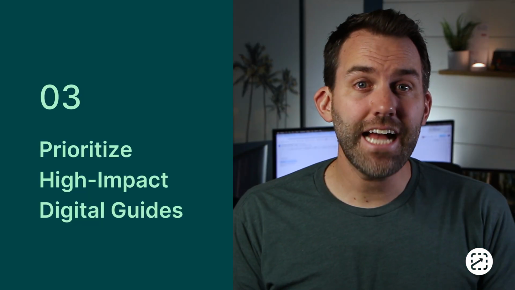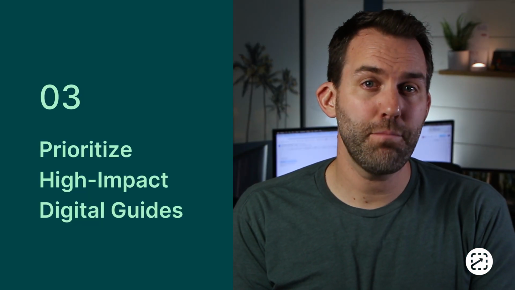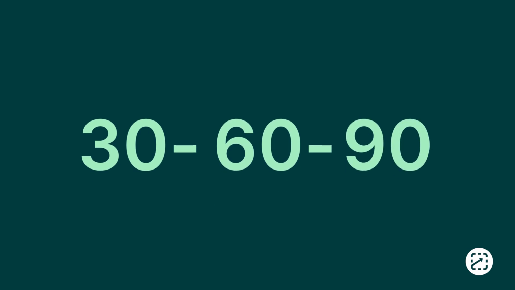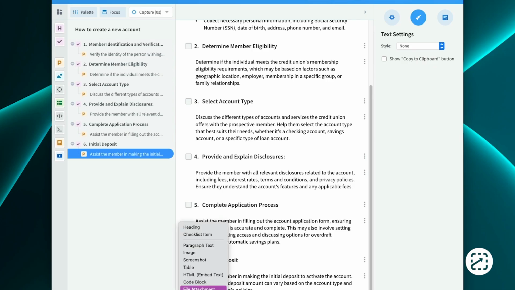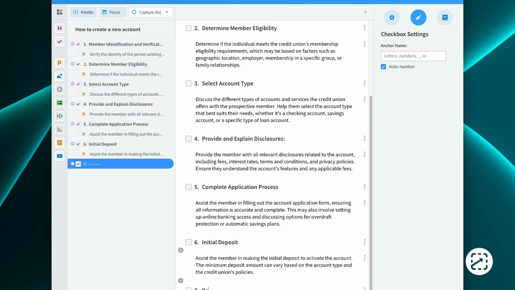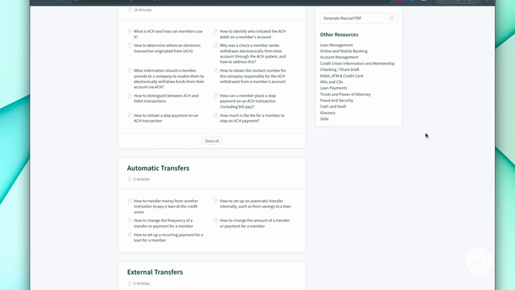And finally, the last step is to prioritize the highest impact digital guides. We use the 30-60-90 method. In the first 30 days with ScreenSteps, you will document and roll out the digital guides that will have the biggest impact on your workload. So if your supervisors spend 40% of their time answering a handful of questions, then those are the first guides that you document. Usually we aim to launch with about 20 of the most impactful digital guides.